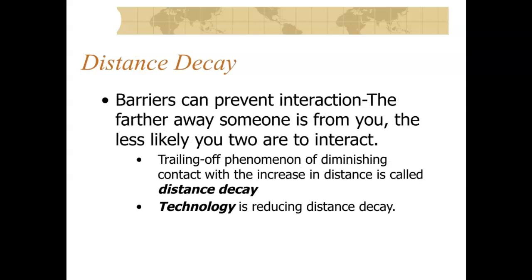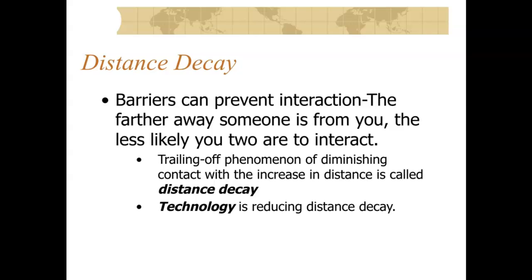All right, distance decay is another concept geographers are concerned about. Barriers can prevent interaction. The farther away you are from someone, the less likely you are to interact. You can think about this with relatives. Do you have any relatives that live out of state? Relatives who live in a different country even? The trailing off phenomenon of diminishing contact with those people is called distance decay.